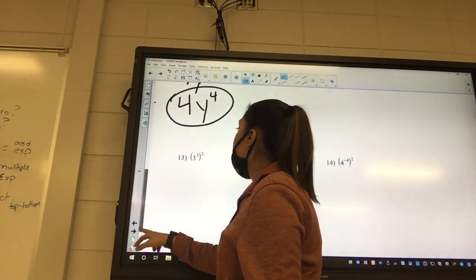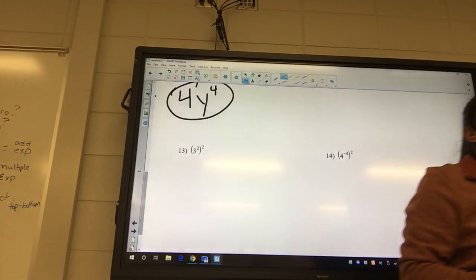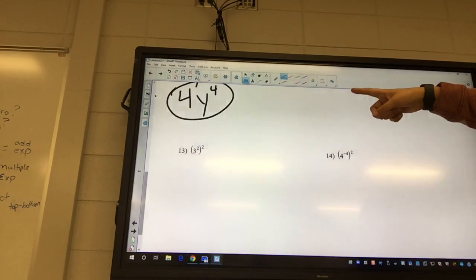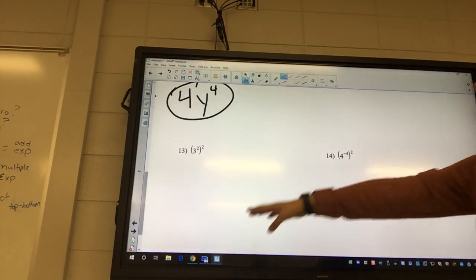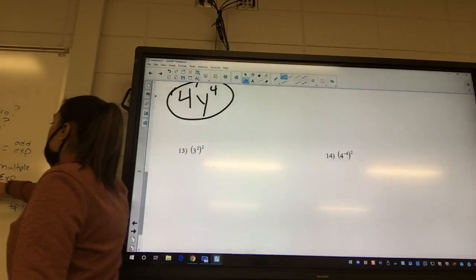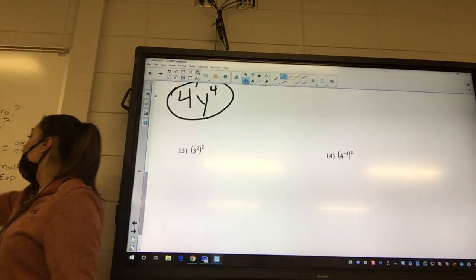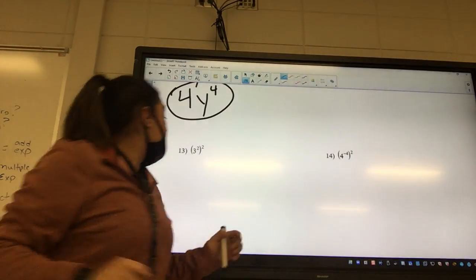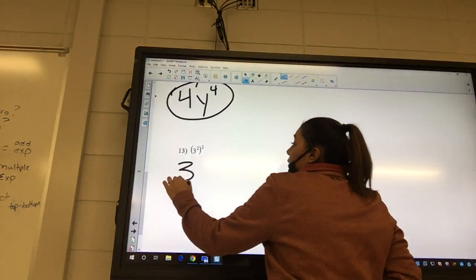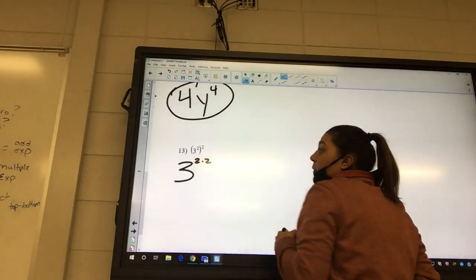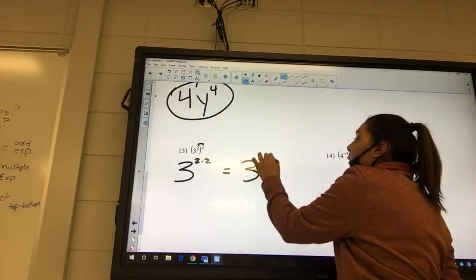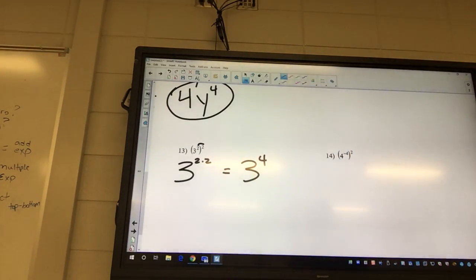Okay, look at the next one. What type of problem is this? It's parentheses, so what rule are we going to use? The power rule, and so what do we do with the exponents? We have to multiply the exponents. It has parentheses, and this one has parentheses, so that means that we multiply the exponents. Okay, so we got 3 to the 2 times 2. We multiply the exponents together. So it's going to be 3 to the 4. Do we have any negatives? No. Zeros? No. So we're done.